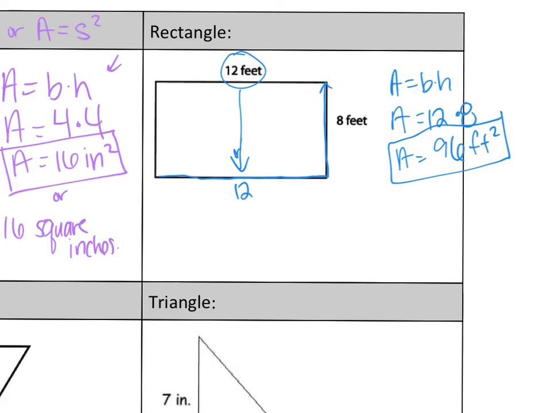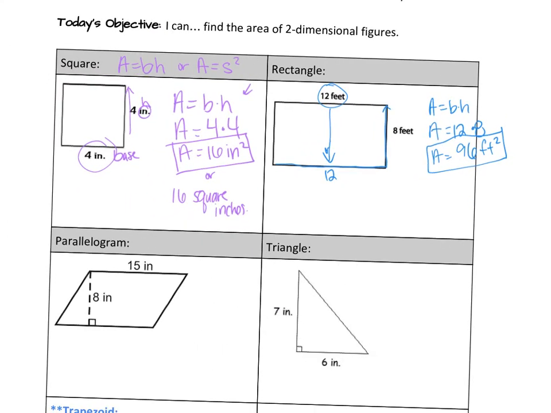Again, so far we didn't do anything super challenging here. Just a square and a rectangle, both of them, same formula. A is equal to base times height.